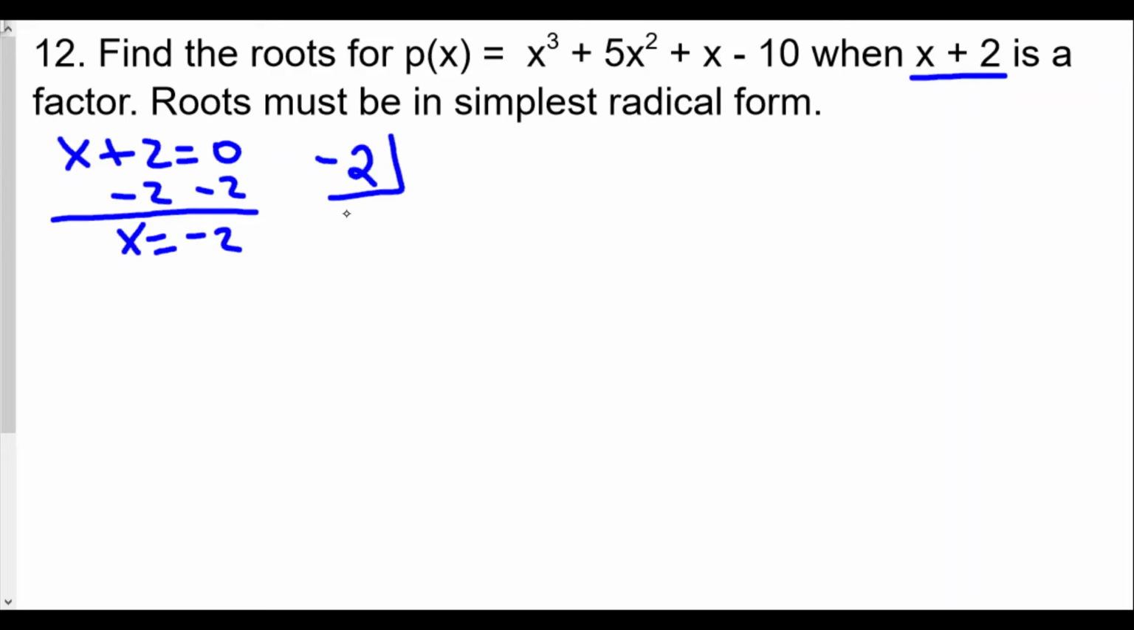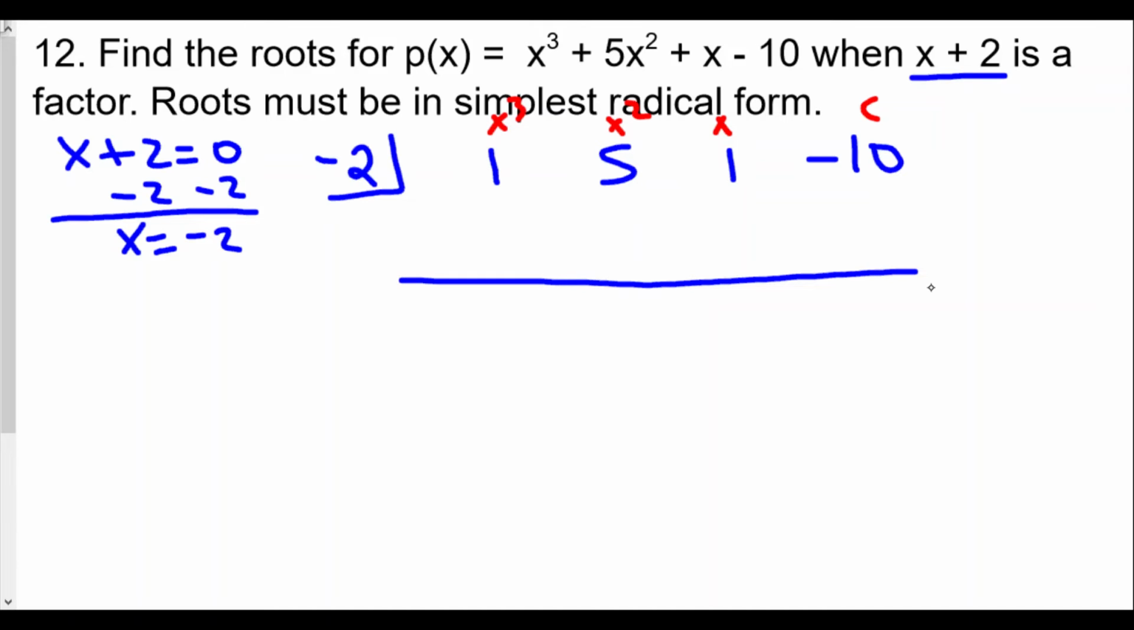The coefficients for the expression p of x equals x cubed plus 5x squared plus x minus 10, the numbers multiplying the variables and the constant itself at the end, are 1, 5, 1, and -10. The first one is for the x cubed, the 5 is for the x squared, the 1 is for the x, and the 10 is for the constant. After we do our synthetic division, we're going to find the new quadratic equation after we divide.